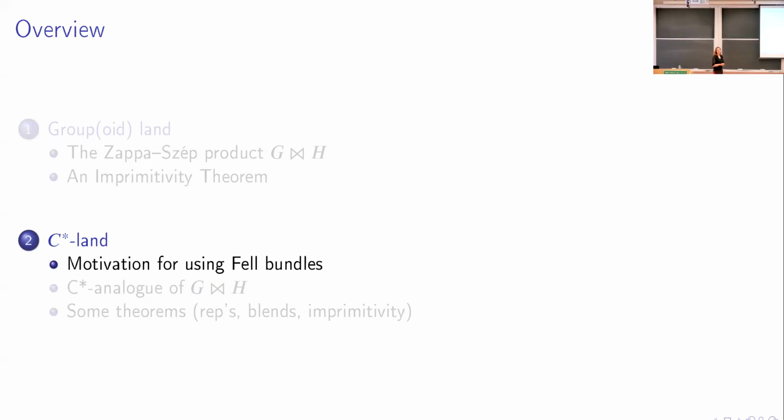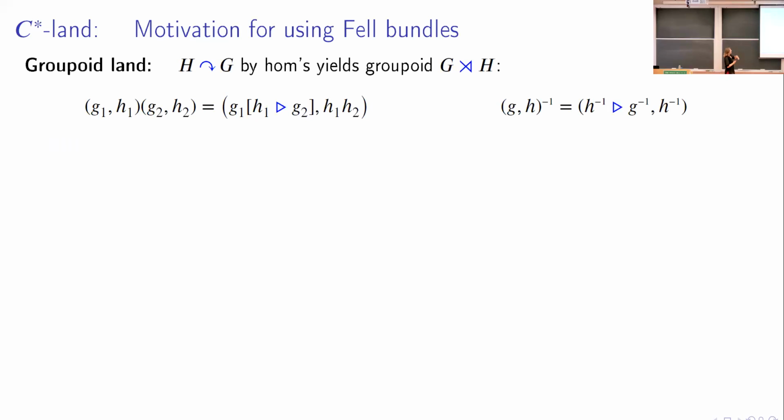So now let's move to C-star land. I repeat what happens in groupoid land. I have a left action of H on G. If it's by homomorphisms, I get the semi-direct product. And my multiplication is defined by paying one price. And if you do the computation, you see that this is your formula for inversion. Again, you pay a price when you invert. Right?